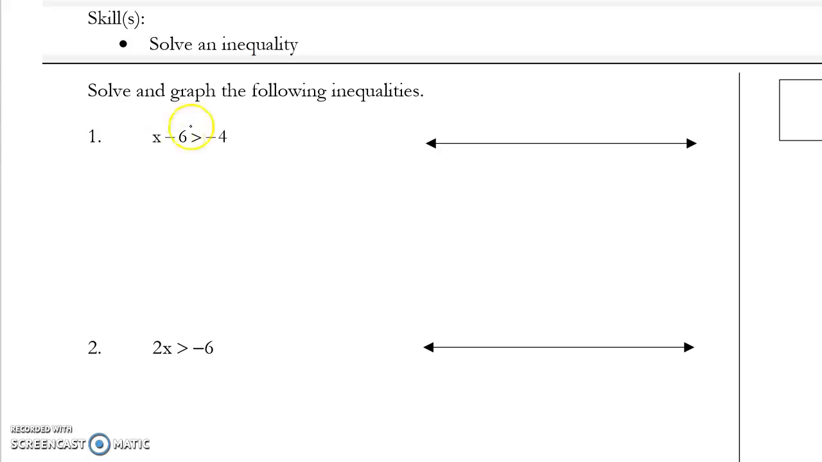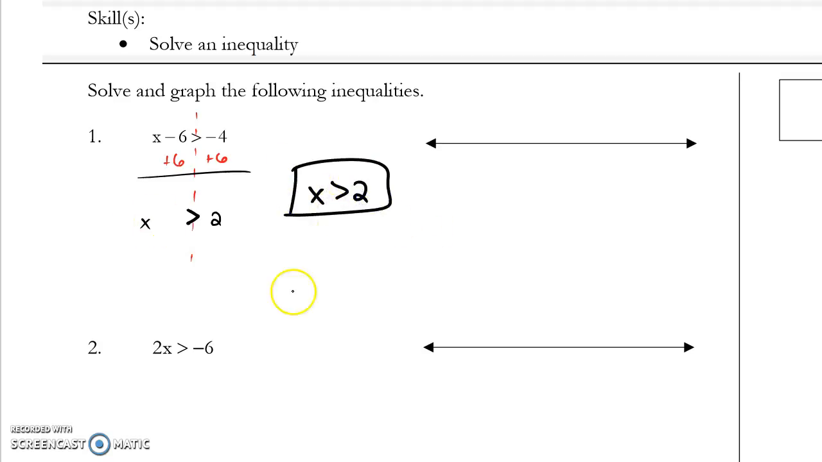So, number one, if this were an equal sign, I would add 6 to both sides, but it's not. It's a greater than sign. It doesn't change what I do. I still have two separate sides. I treat this like an equal sign. I add 6, I add 6. It leaves me with x on this side. Negative 4 plus 6 is 2 on this side. And I bring down my symbol. I don't change it. There's my solution. X is greater than 2.